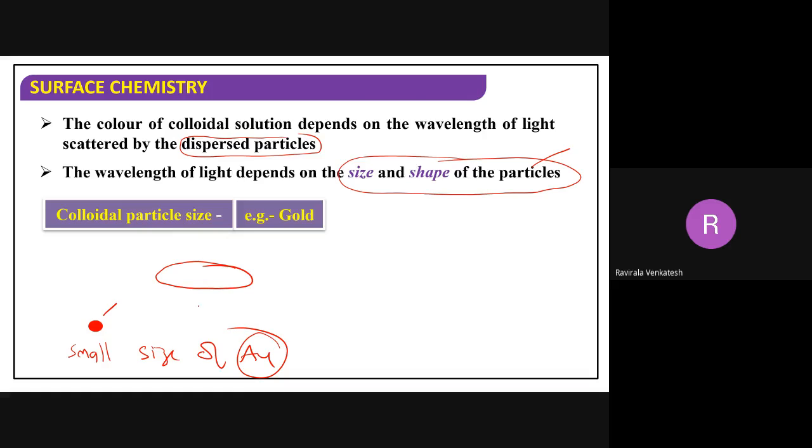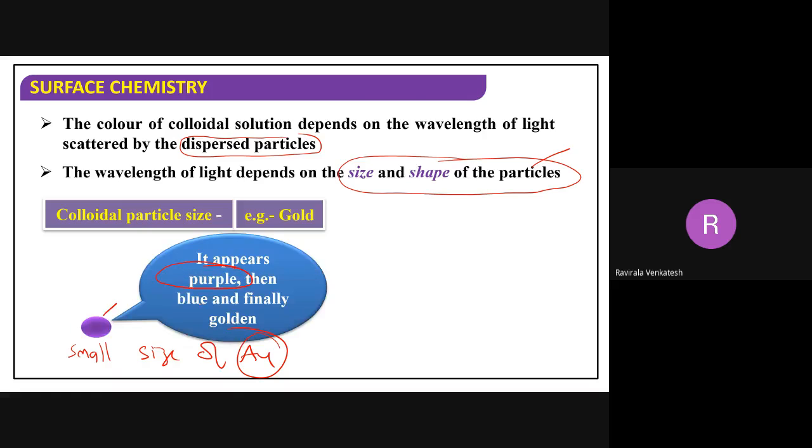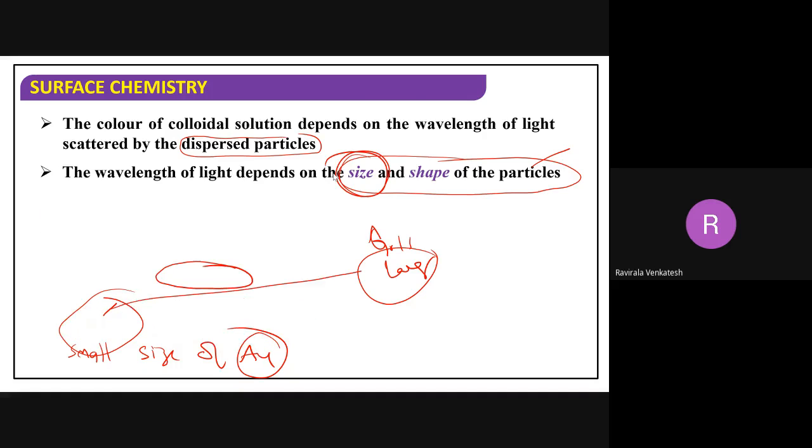When the size of the gold particle is increasing, it changes into purple, blue, and finally gold and yellow. Whatever gold we see now is exhibiting this color because it is large in size. When you decrease the size of the gold particle, it converts into red color because of small size. So the size of the colloidal particle influences the color, right?